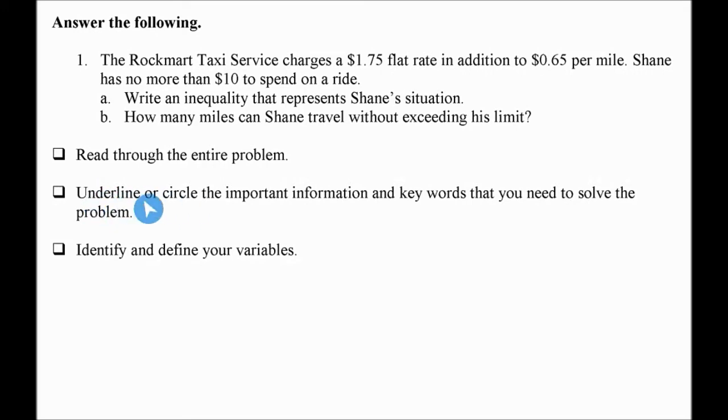So let's start here. Underline or circle the important information and keywords that you need to solve the problem. What do you think are the keywords in this question? I'd probably say that the keywords, now I'm going to do 2 different colors here. I'll use red for the numbers. So we know that there's a $1.75 flat rate. And then I'll use yellow, and I'll underline the words that I think are telling me what sort of operation or what kind of symbol I need to use.